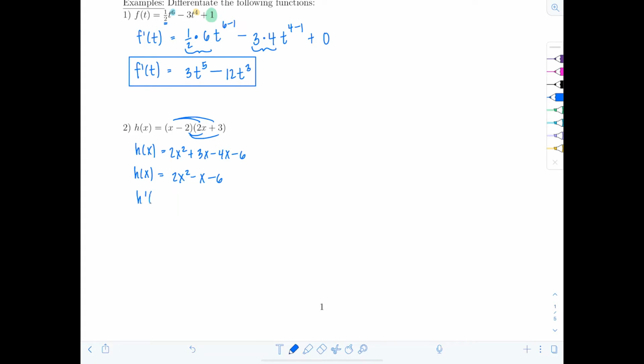So h prime of x is going to equal, leave that 2 there, then you bring this 2 down in the front and multiply by it, and then you have x to the first. Decrease the exponent by 1. Minus, derivative of just x is 1, minus derivative of a constant is 0. So we're done. Our final answer, h prime of x, is equal to 4x minus 1.